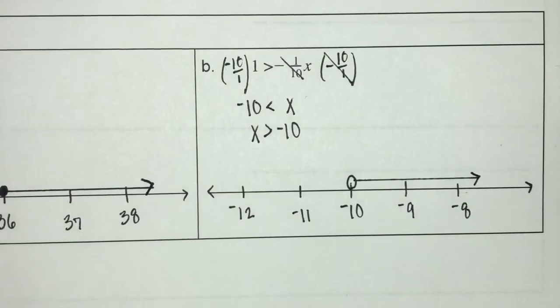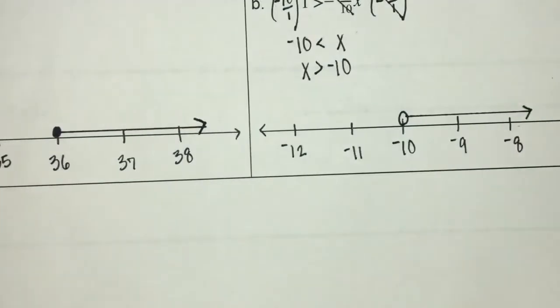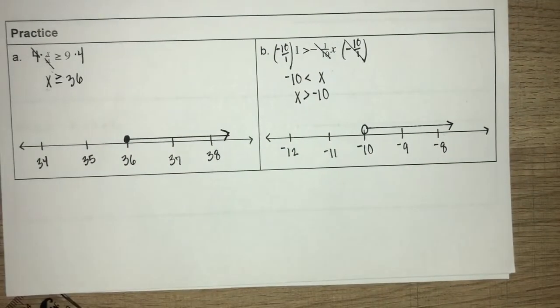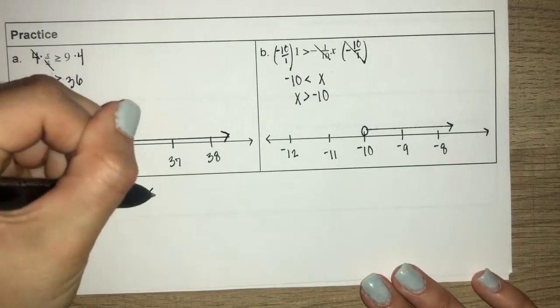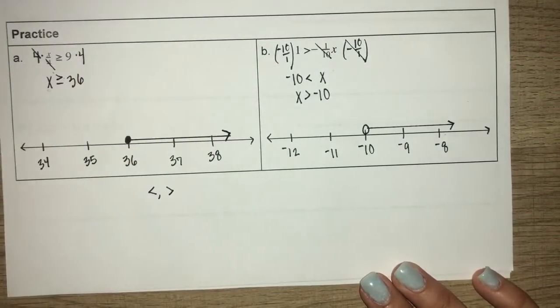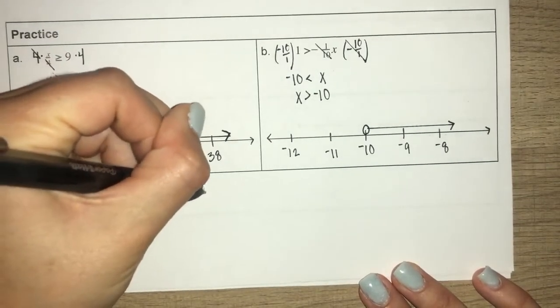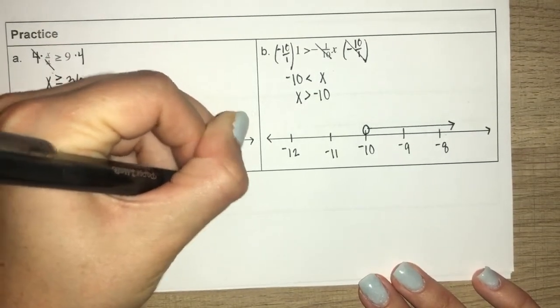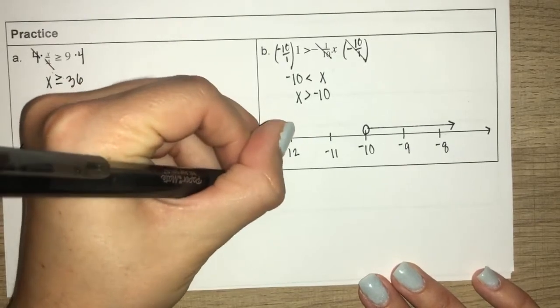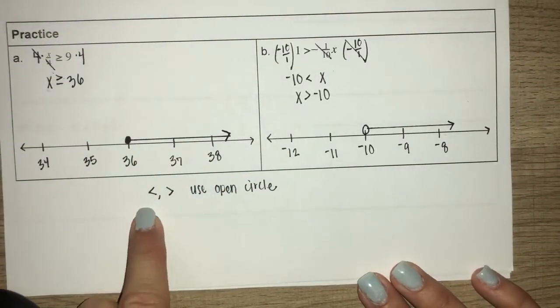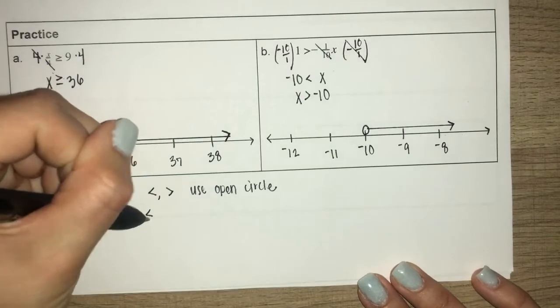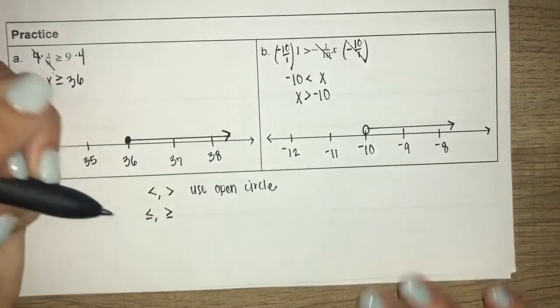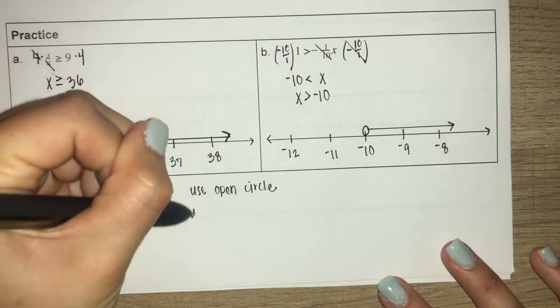And then just a quick reminder, if you are deciding between an open circle or a closed dot, if you have a less than or greater than symbol, so not with the equal sign bar underneath, use an open circle. And if you have less than or equal to or greater than or equal to, so with the line underneath saying it can be equal to, you want to use a closed dot.